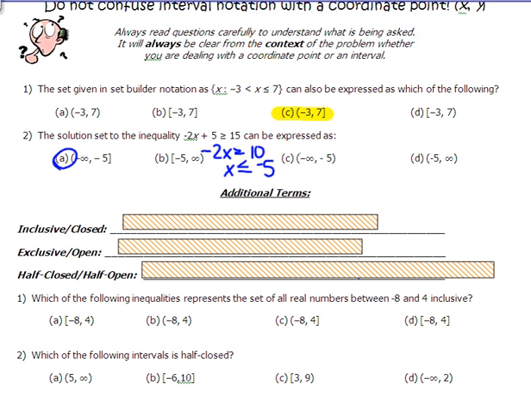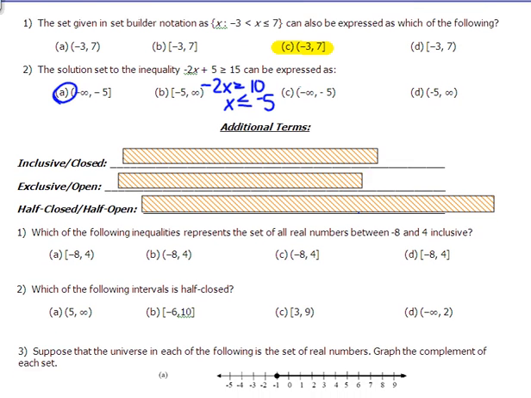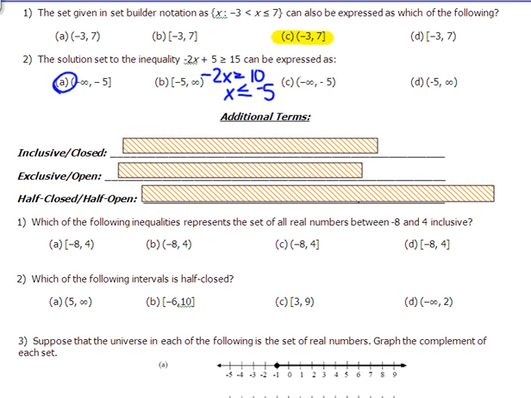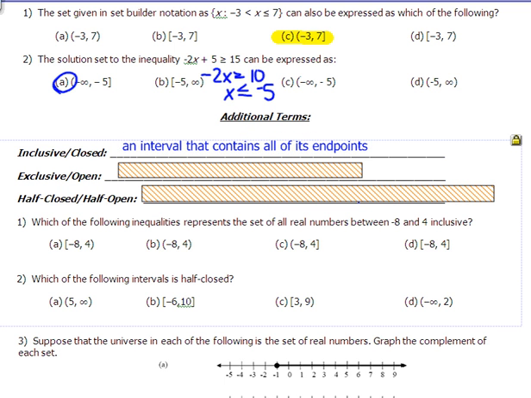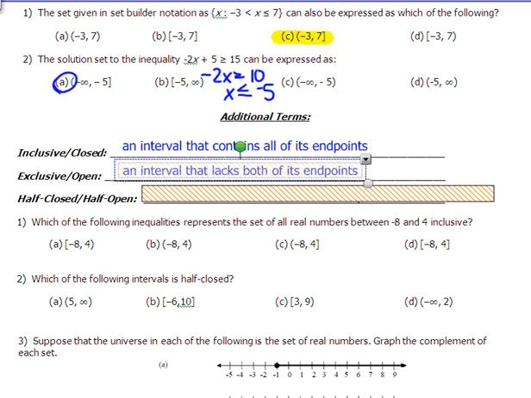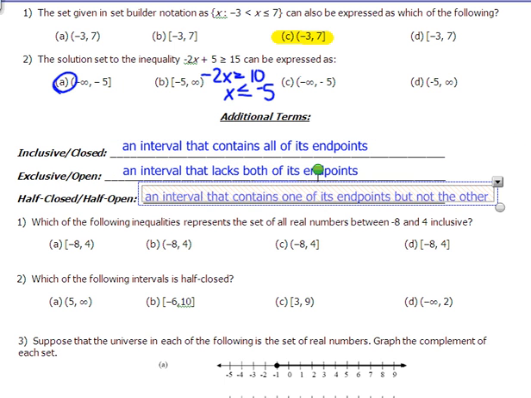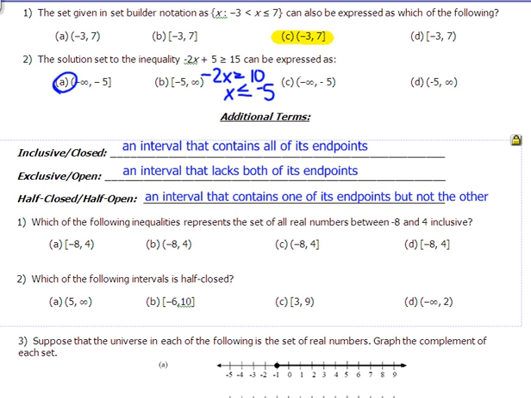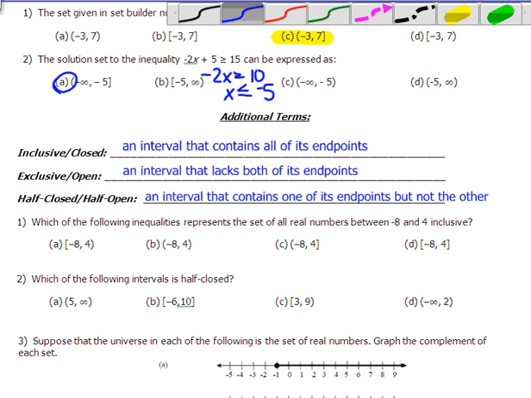A few little extra terms here. This is what I was referring to earlier. Inclusive is closed, so it's saying I'm including those endpoints. Exclusive is open, excluding those endpoints. And then obviously half closed, half open. Inclusive is saying I want to include -8 and 4, which is going to mean hard brackets. So hard brackets is going to give me which option there? What do you think? It's going to be D.